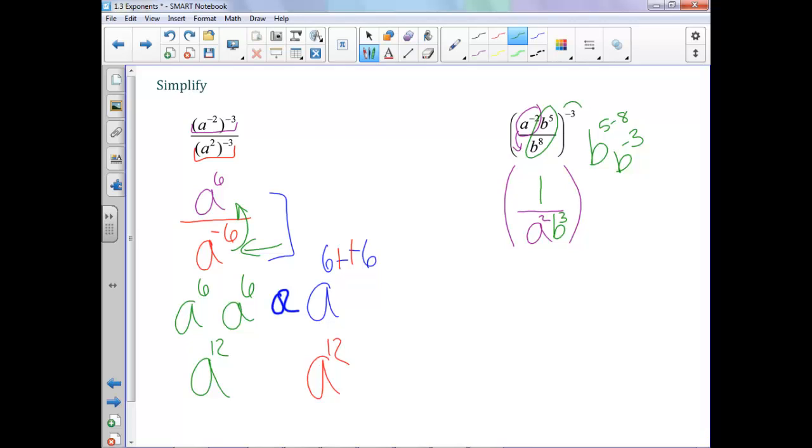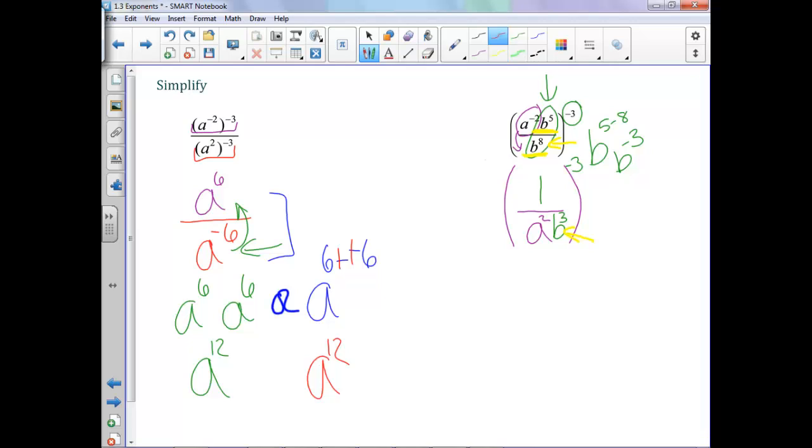And then we still have this power of negative 3. Another way of thinking about this part right here is you have 8 b's in the denominator, 5 b's in your numerator. So 5 of them are going to cancel out with each other, and you'll have 3 left in your denominator because your denominator had more to begin with.